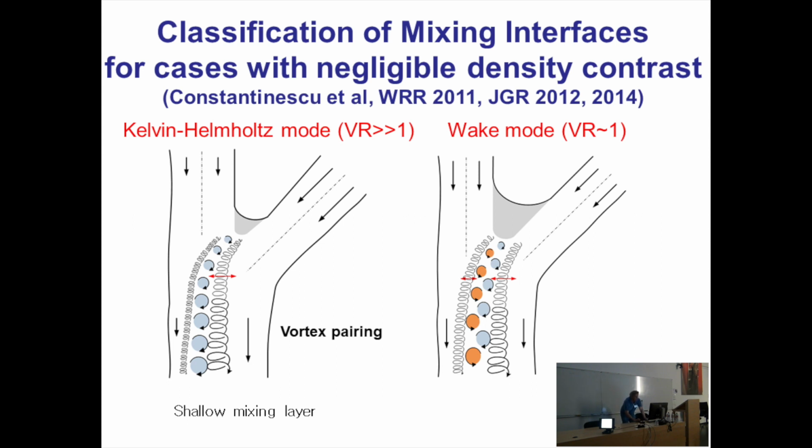You have two separate shear layers for the two sides of the confluence apex, and as they are interacting with each other, they are basically shedding those counter-rotating vortices, which are still vertical.